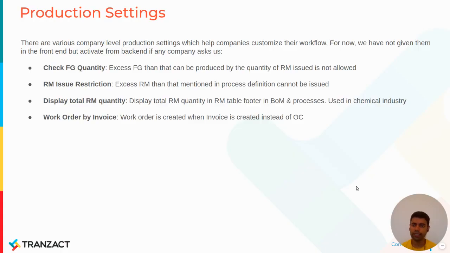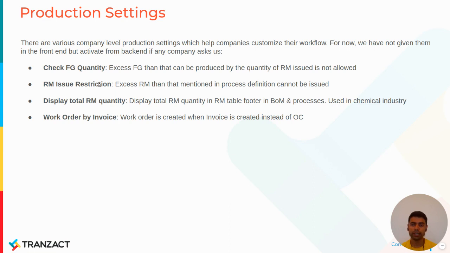The final thing in the production module in TranZact is that we have various settings for users. These settings are not visible from the front end, but we can activate them from the back end depending on customer request. First is checking the FG quantity. Excess FG quantity cannot be produced as per the quantity of RM issued. For example, in the process, I've said that one FG requires 10 RM, and somebody only issued 8 RM. Then you cannot produce the 1 FG. So that check is present.